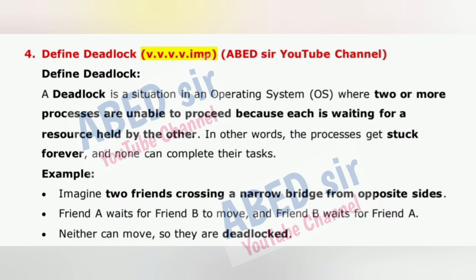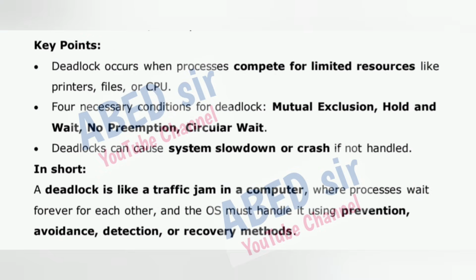In other words, the processes get stuck forever and none can complete their tasks. Example. Imagine two friends crossing a narrow bridge from opposite sides. Friend A waits for friend B to move, and friend B waits for friend A. Neither can move, so they are deadlocked. Key points. Deadlock occurs when processes compete for limited resources like printers, files, or CPU.